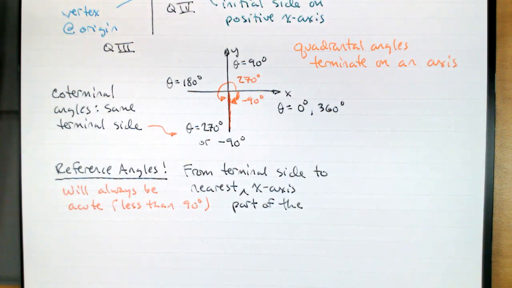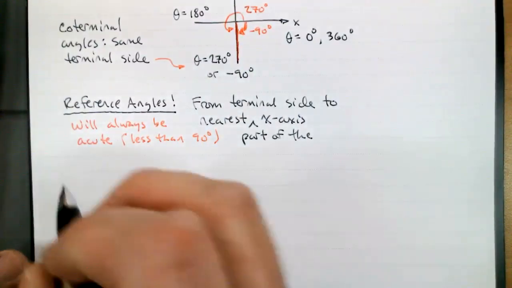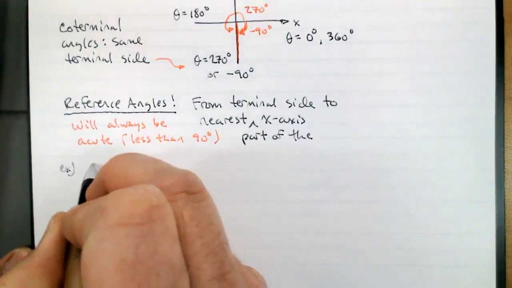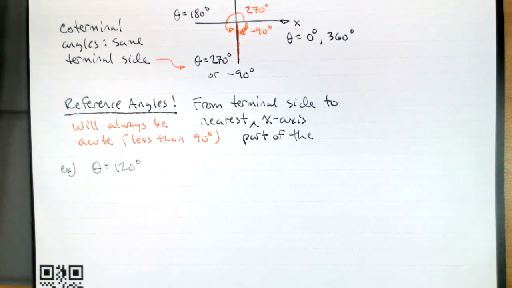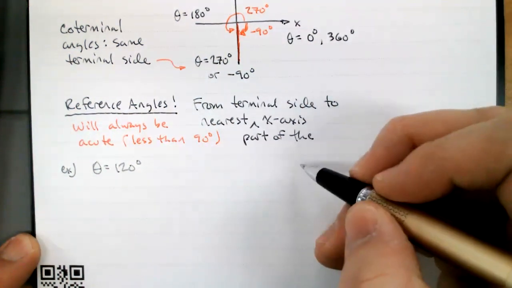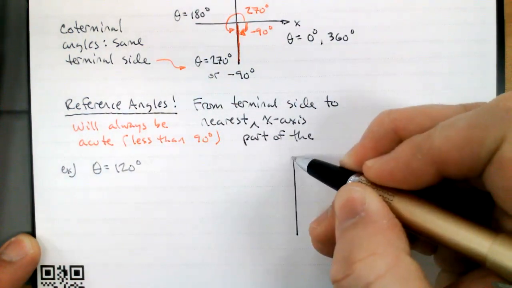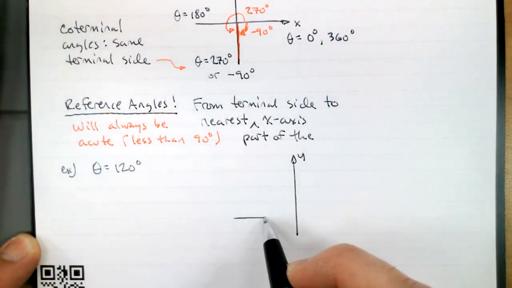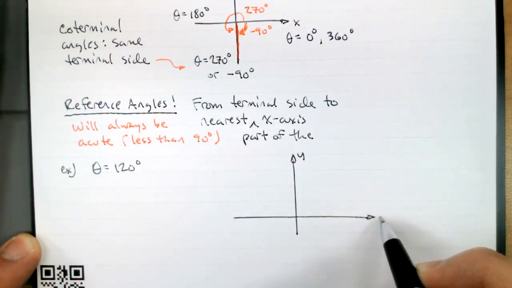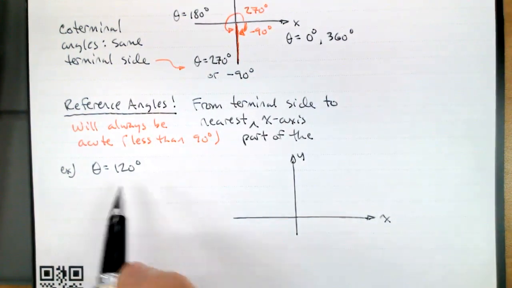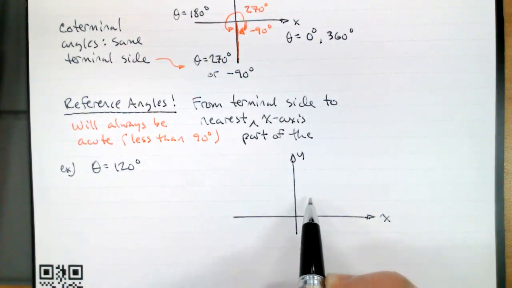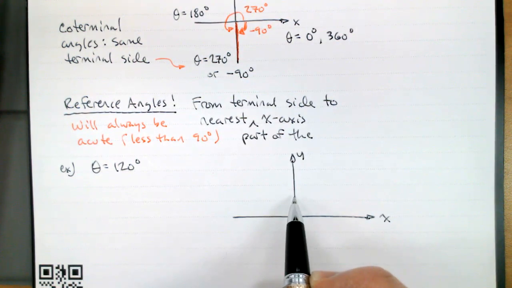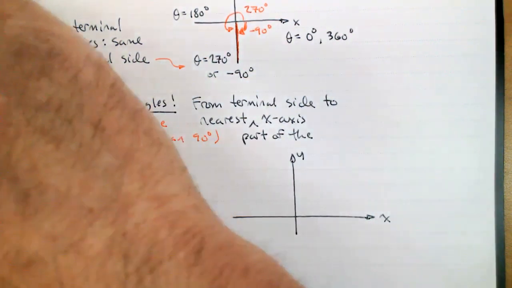So for example, let's look at a 120-degree angle. So a 120-degree angle will start with the initial side on the positive x-axis. We'll go counterclockwise 120 degrees. So that's going to go past 90 and then 30 more degrees to the terminal side.